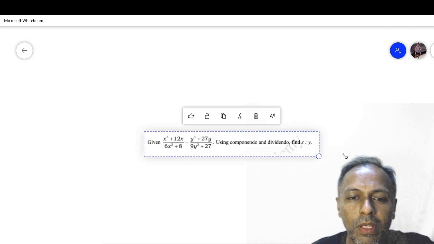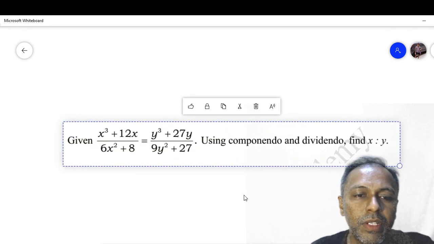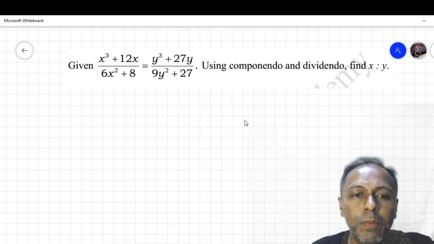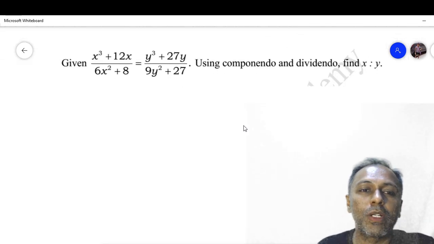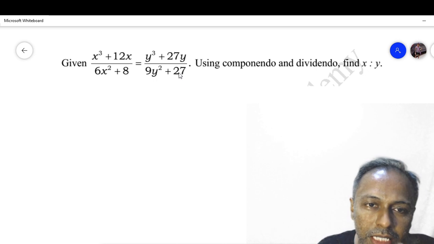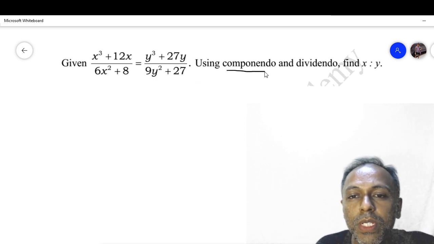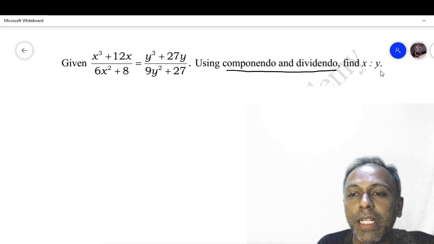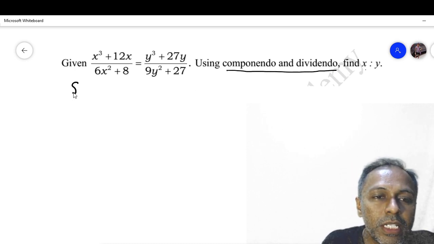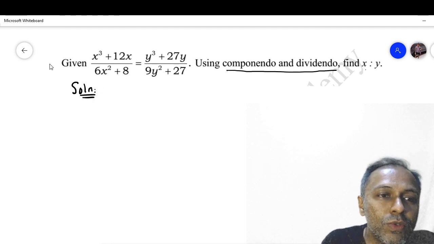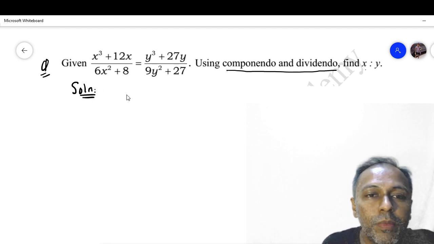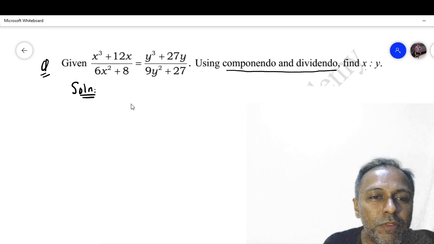Say we have given x cube plus 12x upon 6x square plus 8 is equal to similarly y cube plus 27y upon 9y square plus 27. Strictly using componendo and dividendo, get x is to y. Let's begin our solution. You can copy the given question. As you know, these problems we are just writing from a hint perspective. Let's write by componendo and dividendo.